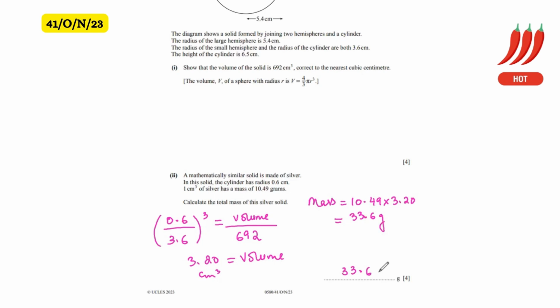So basically, since they were similar solids, we can use the concept for the volume of similar solids, where the cube of the ratio of the lengths equals the ratio of the volumes. So 0.6, which is the radius of the shape made from silver, and 3.6 is the radius of the old cylinder. So their ratio being cubed equals the ratio of their volumes. So the volume of the new solid divided by the volume of the old one. Rearrange it to make the new volume the subject, and that gives us 3.20 as the volume of the solid, and then times that by the mass, and that gives us the entire mass of this silver solid.